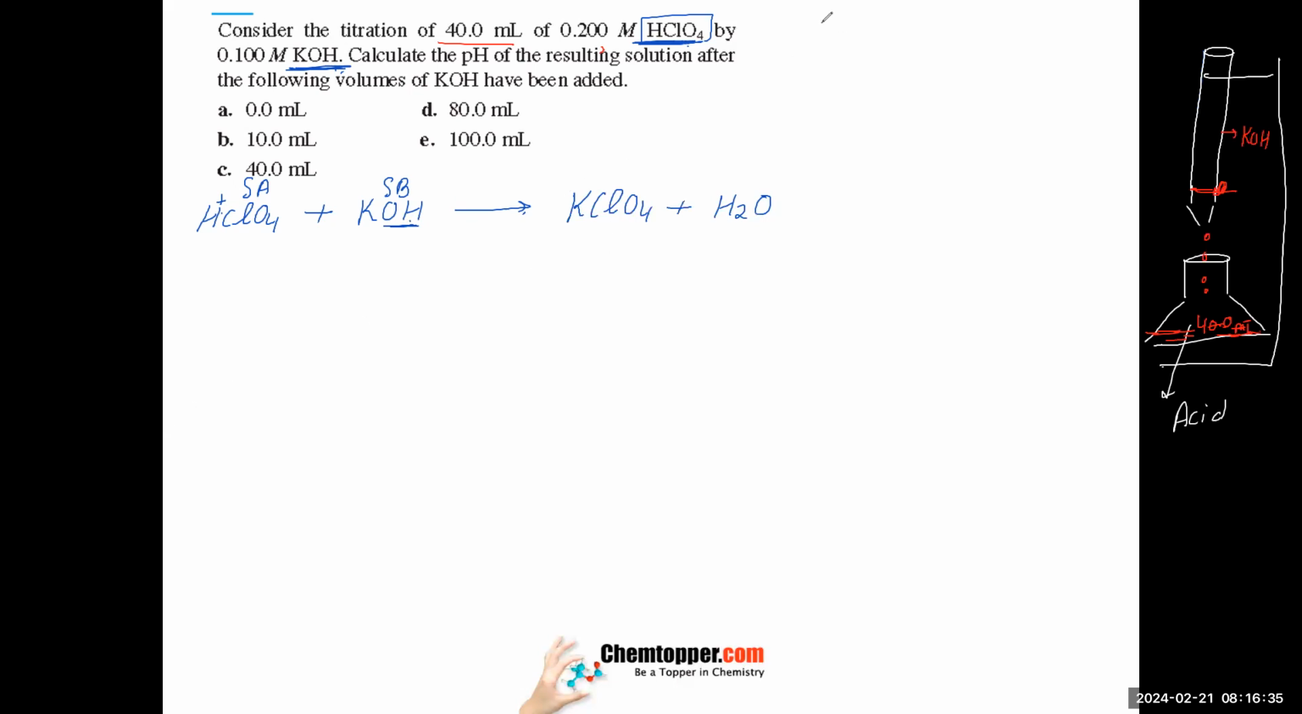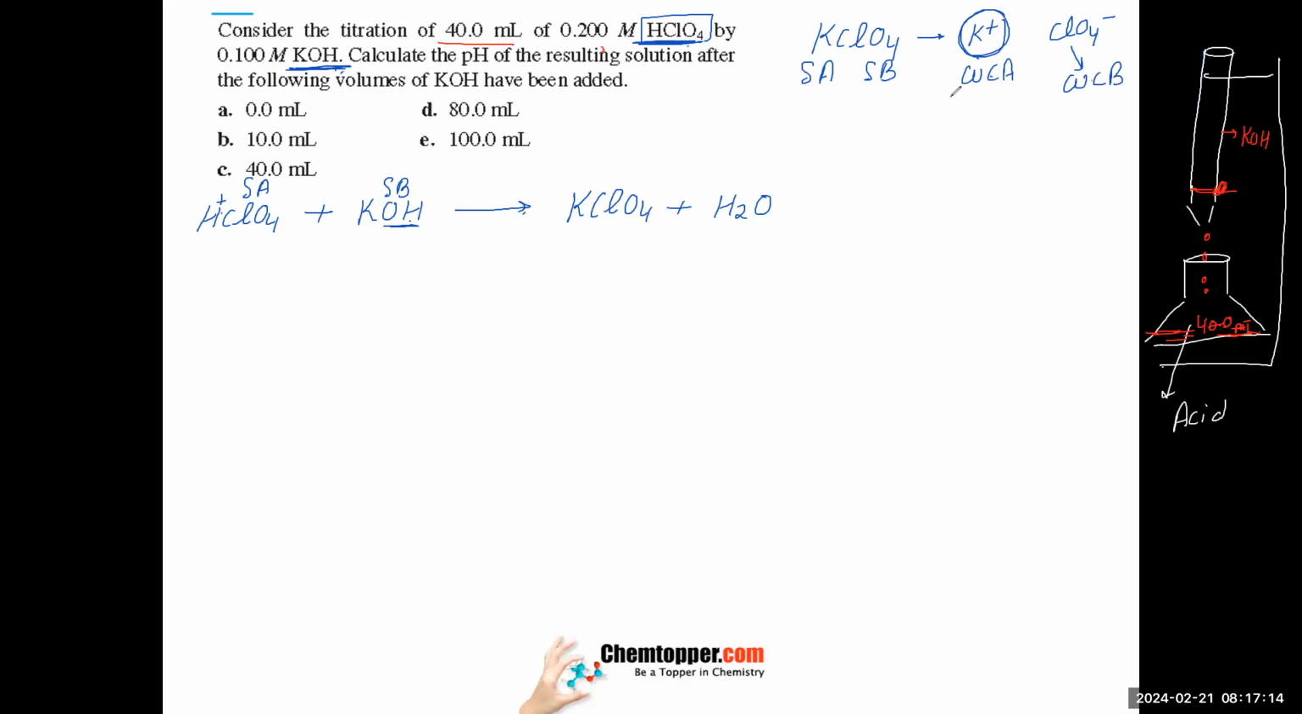Now this salt has come from a strong acid. So let's make some decision for the salt. It's a strong acid and strong base salt, right? It means the K plus has come from a strong base and ClO4 minus has come from a strong acid. So what kind of K plus is it? Is it weak or strong? Weak conjugate acid, because it has come from strong base KOH. ClO4 minus is a weak conjugate base. So both of them are weak.